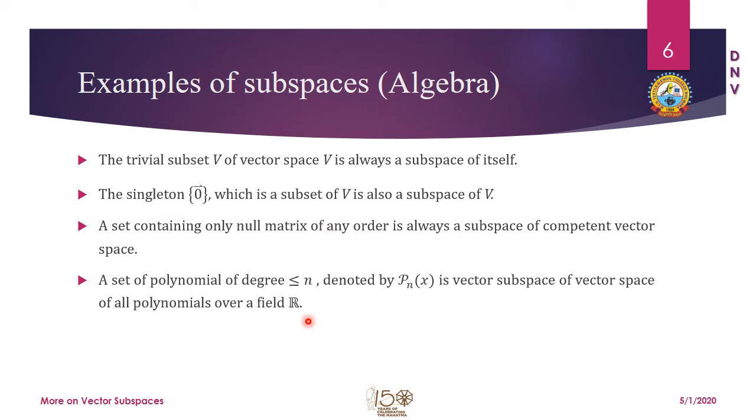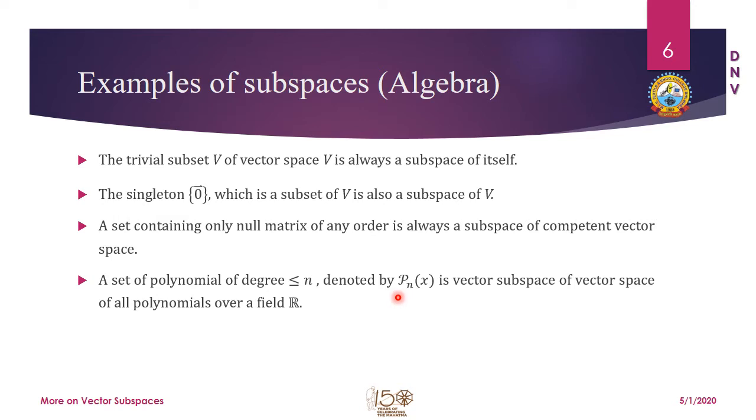Next, the example we have taken is from the polynomials of degree less than or equal to n. Here it is to be noted that the degree of the polynomial is less than or equal to n. That is, the members of this set P_n(x) will be of degree n or less. It may contain the power x raised to n, it may contain x to the power n minus 1 and so on, and even the constant and zero term also. So this is again a vector subspace of the vector space of all polynomials over the field R.